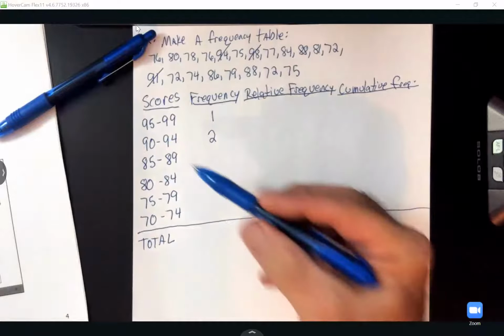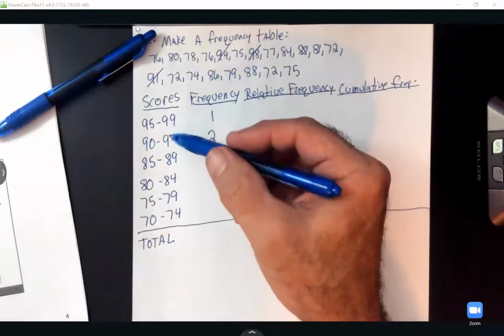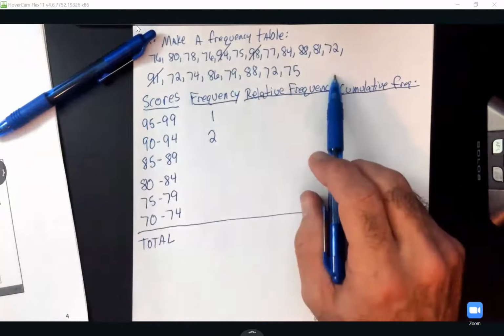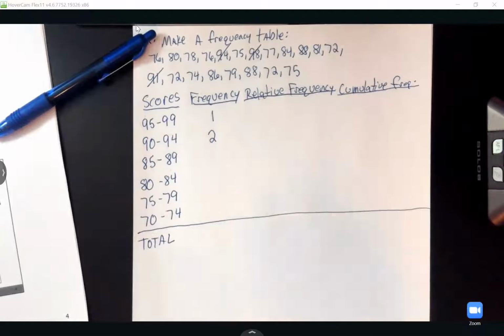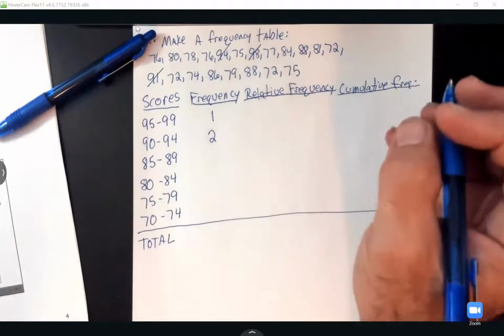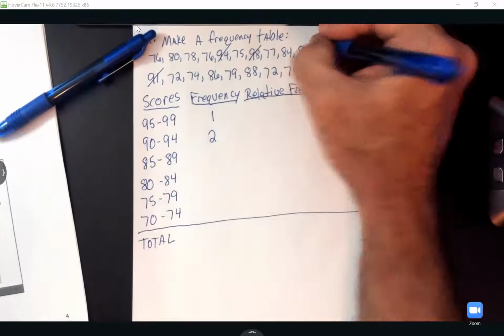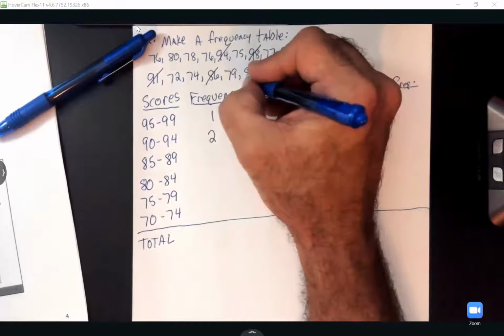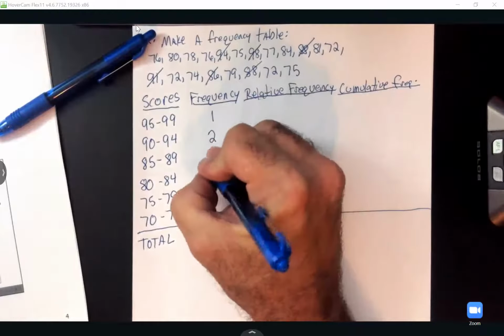So you see, by binning these scores together, I got what? 1, 2, 3, 4, 6 categories versus 20 categories for all these scores. All right, y'all, let's see. 85 to 89. So there's the 88, 86, and an 88. So I had 3 scores.